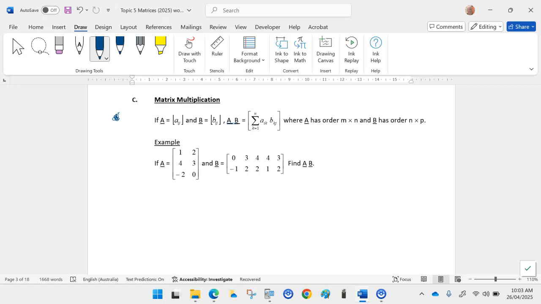We take the x coordinates of one vector and the x coordinate of the other vector, multiply them together, then add them with the corresponding y coordinates. So it's a similar sort of thing.